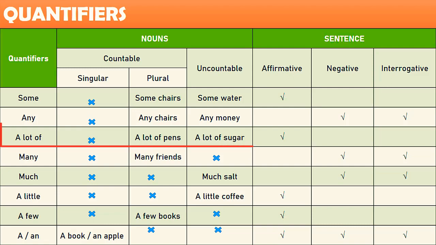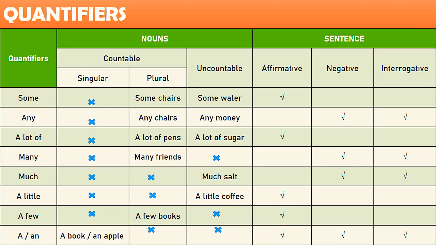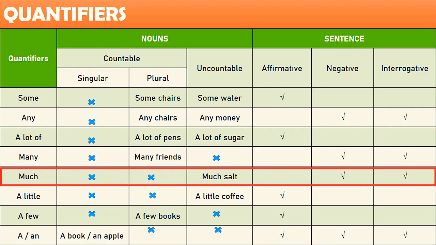So you can use a lot of for both countable plural and uncountable nouns. You can only use a lot of in affirmative sentences. You can only use many with countable plural nouns, in both negative and interrogative sentences. Much, you can use for uncountable nouns in both interrogative and negative sentences.